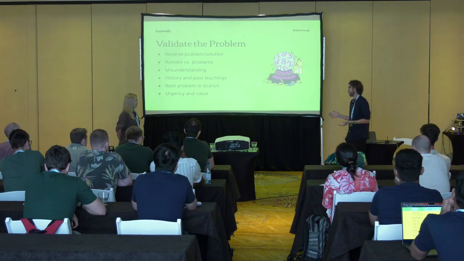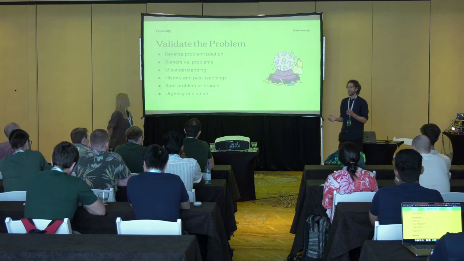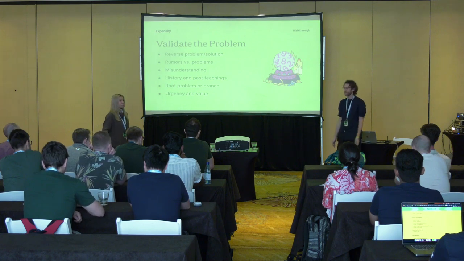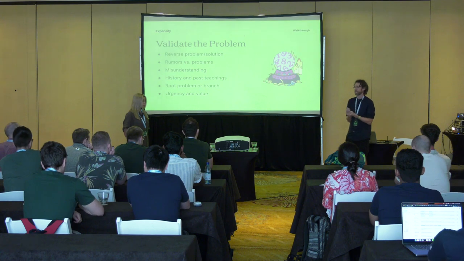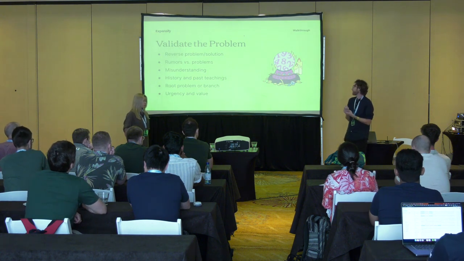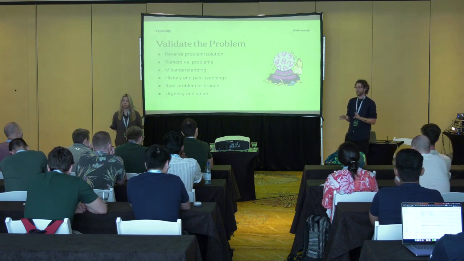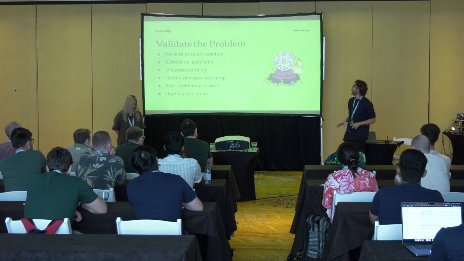So, root problem or branch. Some of you are probably familiar with the root cause analysis that we've implemented in the past to try to get back to what actually caused something. We really dislike hacking in general, although you might have found lots of hacks in the code. I'm not trying to pretend that those aren't there.